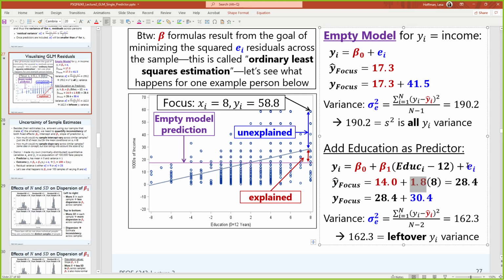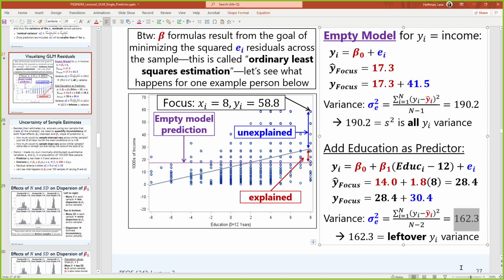So now the E that is left for the residual is the deviation of each of these little dots from the blue line. So if we look at what happened for this one person out here, this person has an actual outcome of 58.8, and relative to the empty model, the predicted outcome is closer. So the distance that's covered between the two lines in red here is no longer E, it's attributable to the model, whereas the remaining distance from the blue line up to the dot is still unexplained. So the total variability across everyone's E's is reduced to 162.